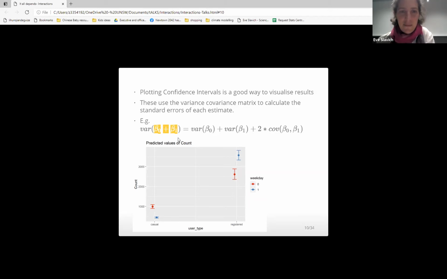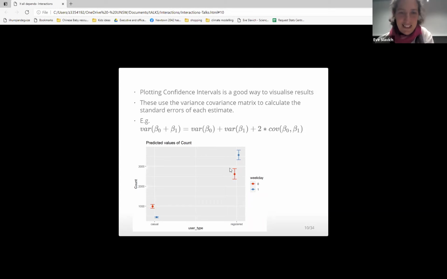each estimate is actually the sum of coefficients. So it doesn't generally come out from a summary table, and you have to use the variance covariance matrix to calculate the standard errors of each estimate, which is the sum of coefficients. Anyway, don't worry too much about that.